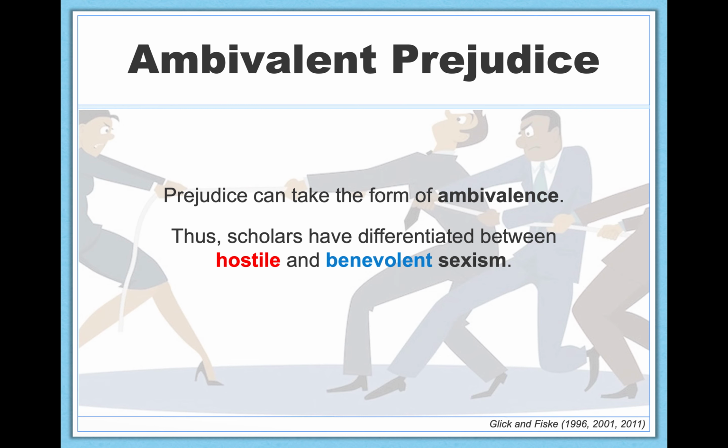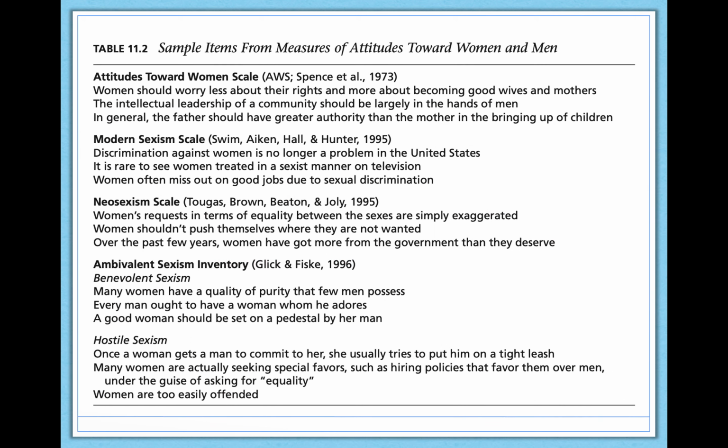So we have hostile sexism and benevolent sexism. Let's take a look at a few sample items from the Ambivalent Sexism Inventory, which is made up of the hostile and benevolent sexism scales, or subscales if you want to think of them that way, to give you an idea of what we're talking about here.